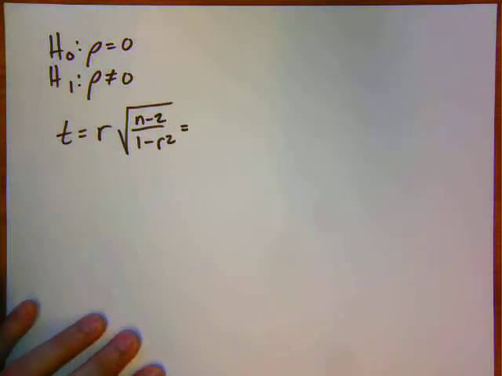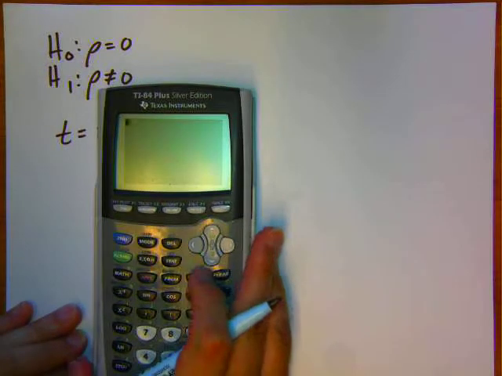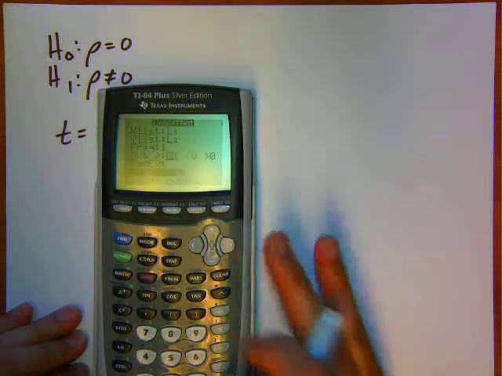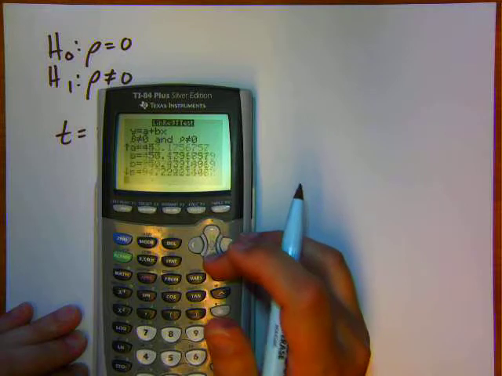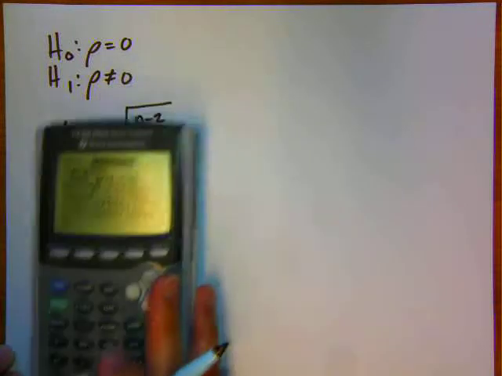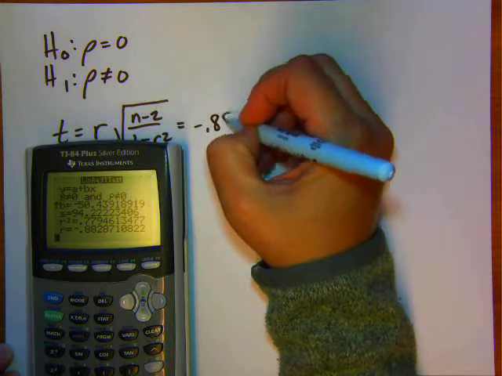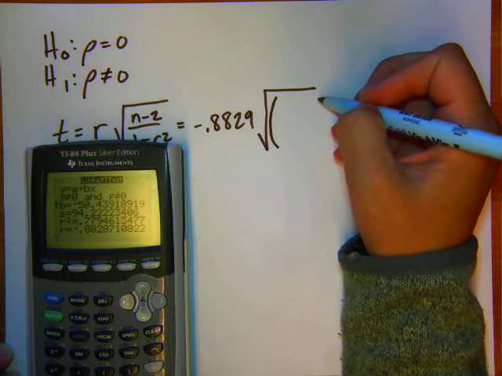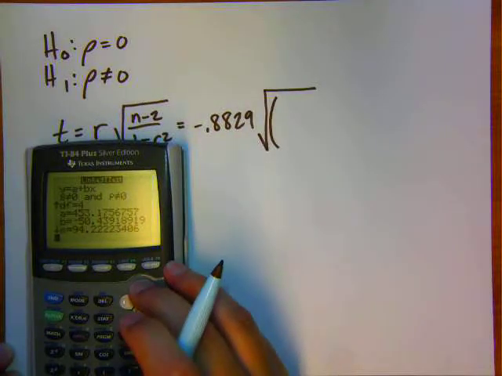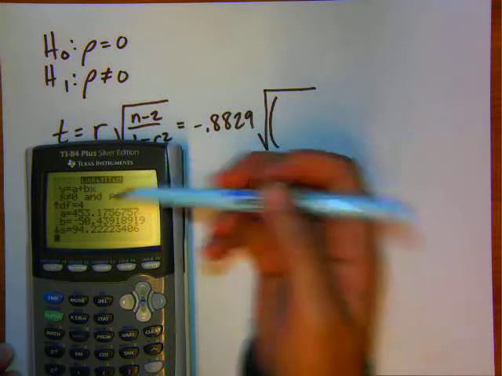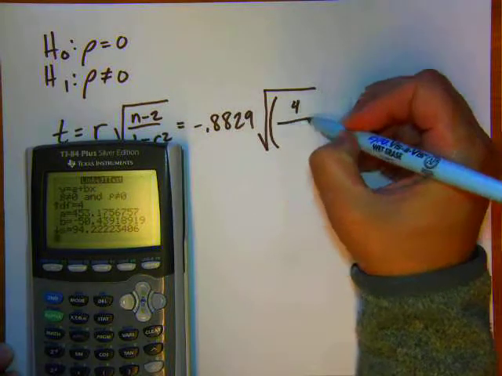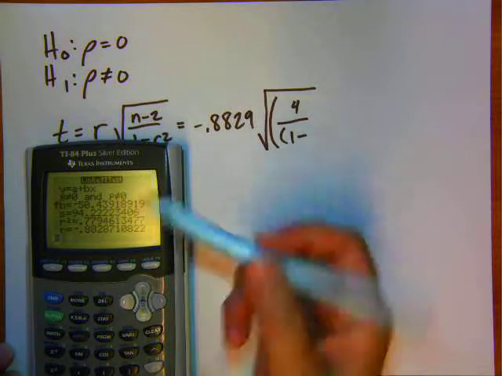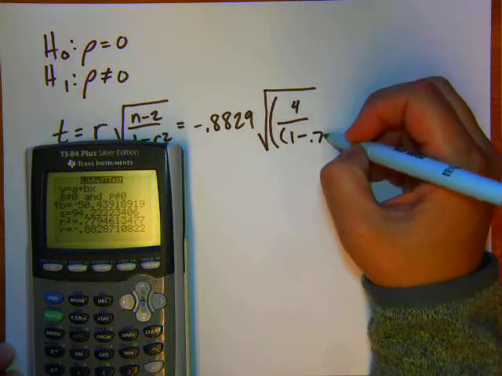So if you go back again to our lin reg t-test, I'm going to stat, test, lin reg t-test in here. Same option as before. There's a bunch of information here for us. Here's our r again, it was negative 0.8829. You want a parenthesis for the whole square root. Arrow up just a tad where it says degrees of freedom 4, that's the same thing as n minus 2. And then the 1 minus r squared needs another set of parentheses. And r squared is down here. We have 0.7795.